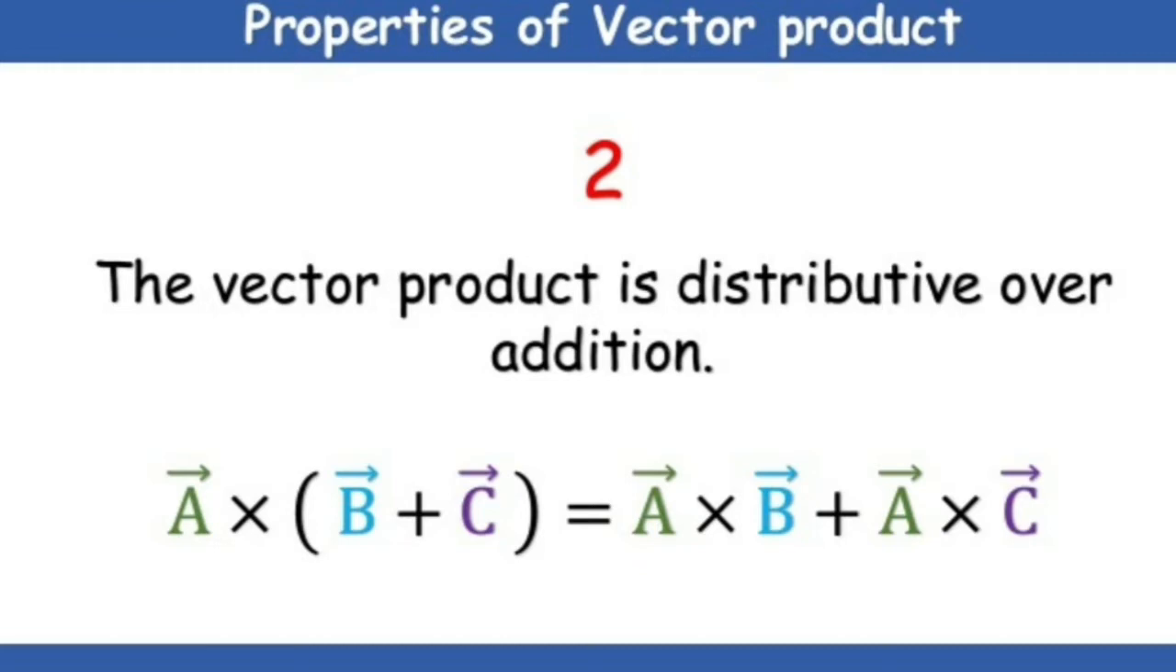Now second property, the vector product is distributive over addition. That means vector A cross vector B plus vector C is equal to vector A cross vector B plus vector A cross vector C. Just as we distribute multiplication over addition, same way we can distribute vector product over addition.